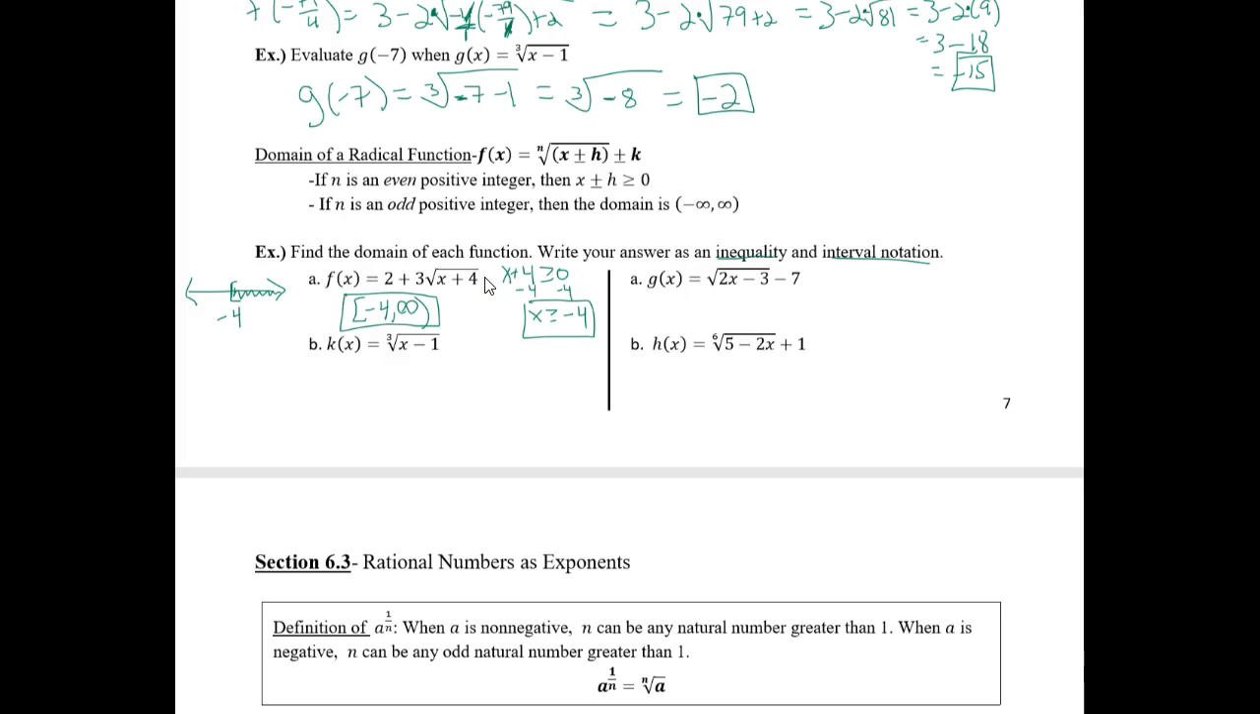On part B, this is k of x equals the cube root of x minus 1. So a cube root has an odd index. So this is an odd integer. So that means I have no restrictions on my domain. The values underneath the radical can be positive, they can be negative. I can input anything I want. The domain is just negative infinity to infinity, which generally something like this you don't write with inequality. Alright, go ahead and you try the examples on the right hand side.